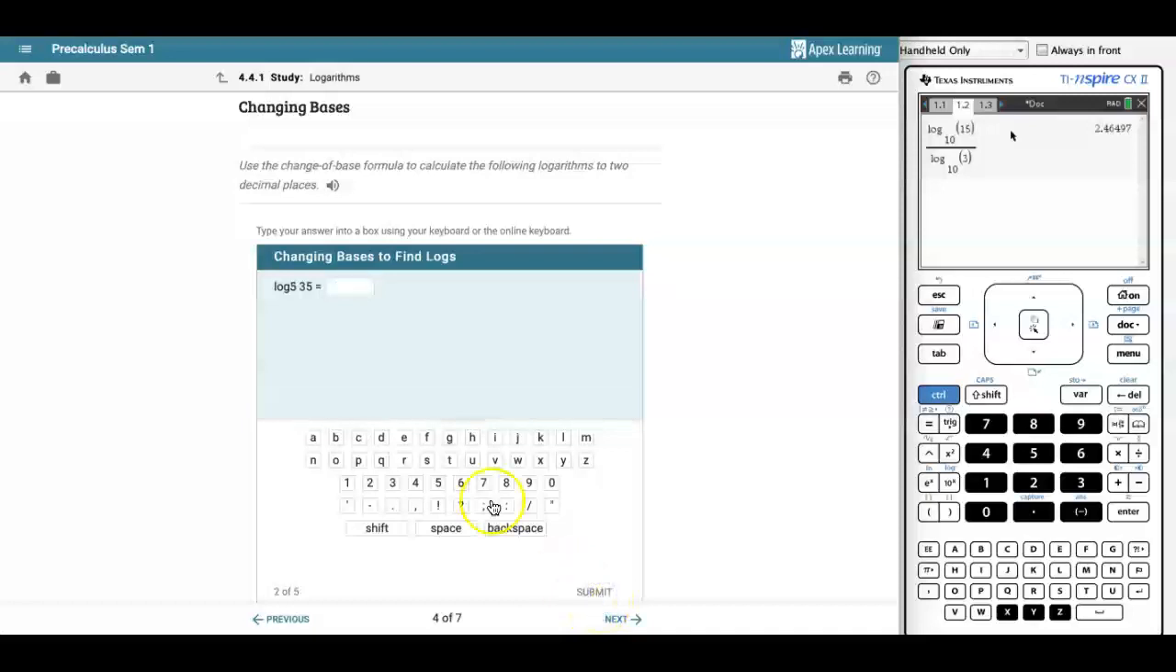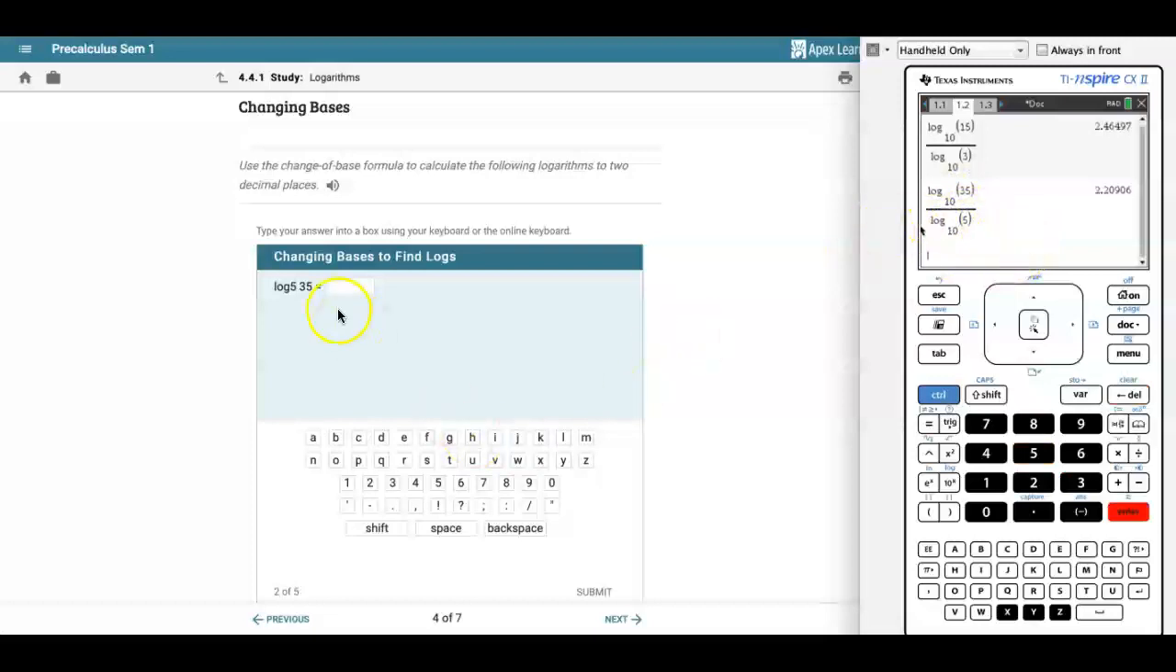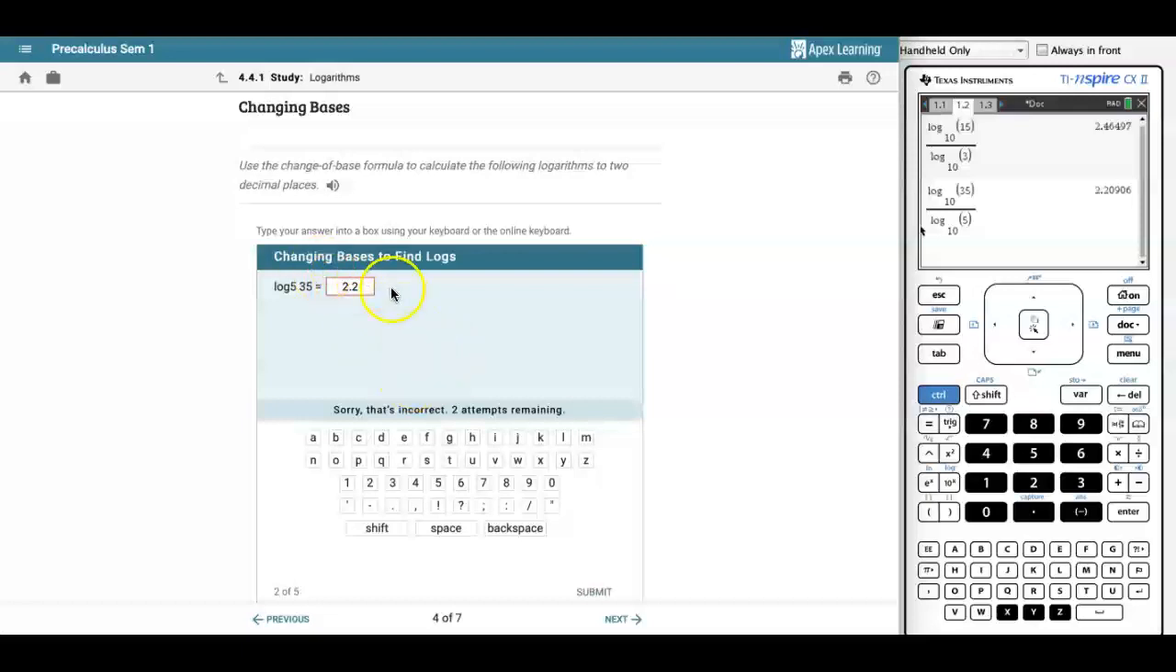When I do this one here, log base 5 of 35, hopefully I can just copy and make this easy on us. Perfect. Log base 5 of 35: I have 35 on top and that 5 on bottom. When I hit enter and solve, I get 2.21. It looks like Apex is particular that they want 2 decimal places, so please make sure you put those 2 decimal places and don't mess up like I did.